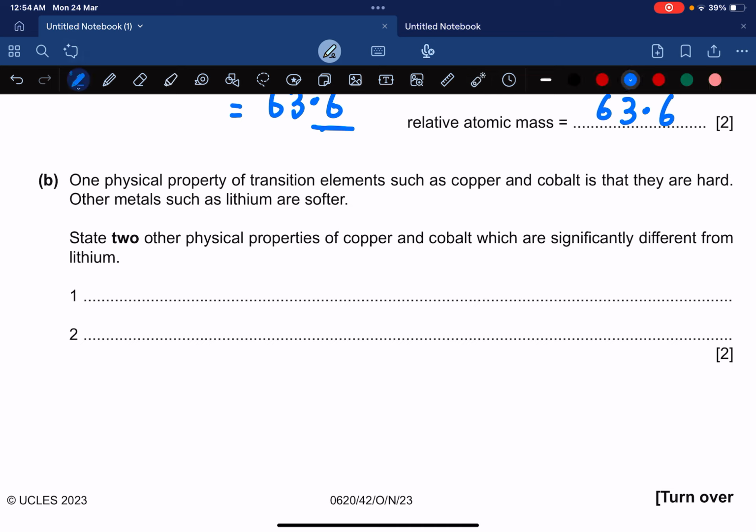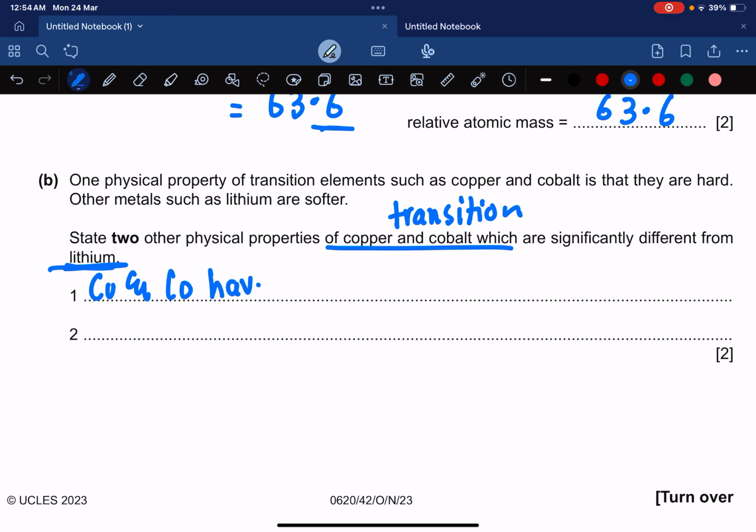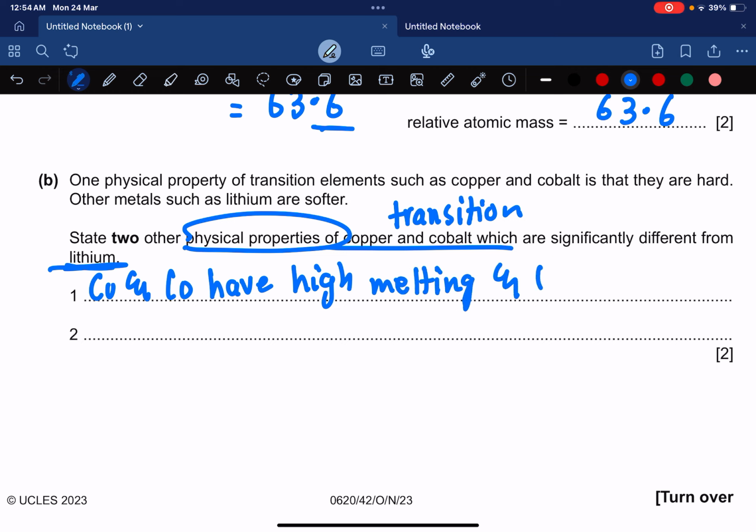Achha, the first difference is obviously that lithium, group 1 metals, melt at a lower melting point, and copper and cobalt, which are transition elements, are going to have a high melting and boiling point. So the first difference is going to be: copper and cobalt have the physical differences. Okay, we're talking about the differences in the physical properties. Copper and cobalt have high melting and boiling point. That's going to be the first difference, whereas your lithium has low melting and boiling point.